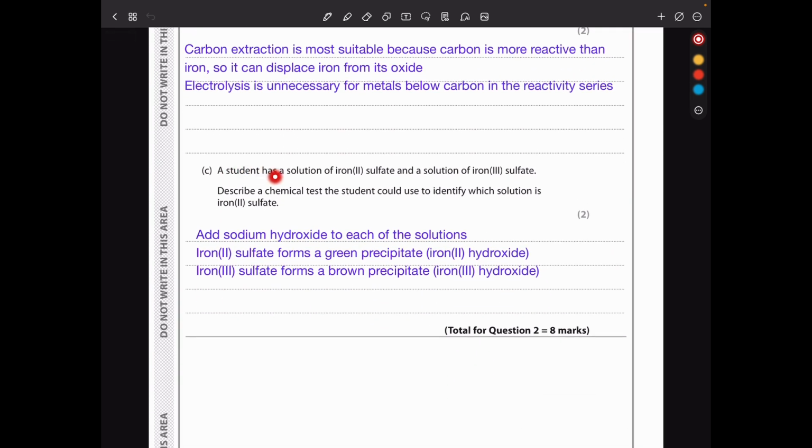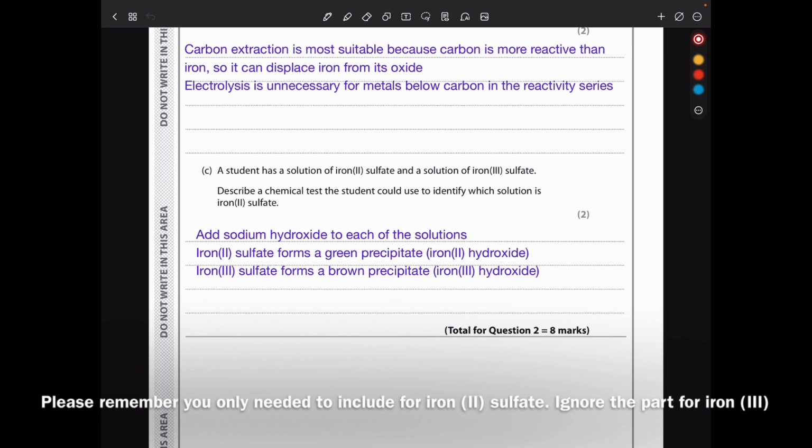Then part C, a student has a solution of iron(II) sulfate and a solution of iron(III) sulfate. Describe a chemical test the student could use to identify the solution of the iron(II) sulfate. Here you're going to react each of the solutions with sodium hydroxide and then observe the colors of the precipitates formed. So with iron(II) sulfate, it's going to be a green precipitate of iron(II) hydroxide, and with iron(III) sulfate, it's going to be a brown precipitate.